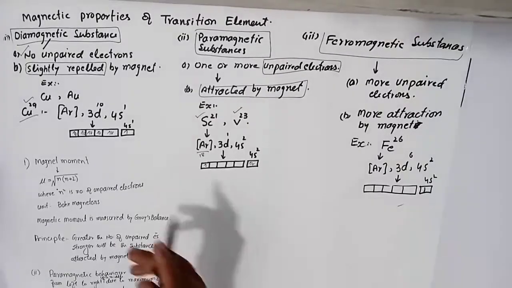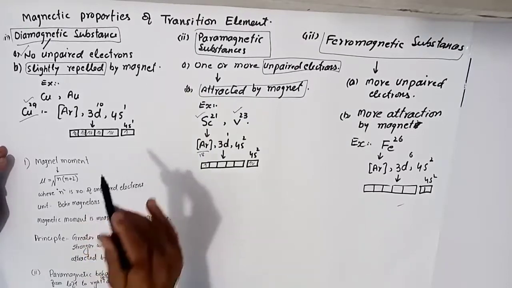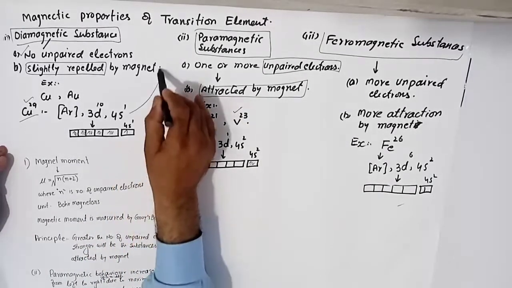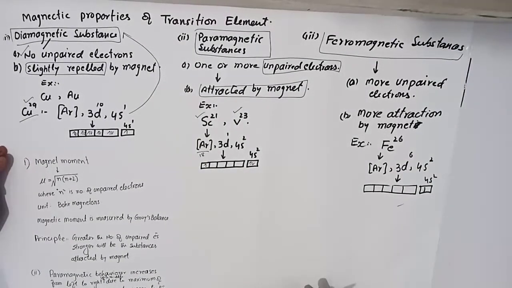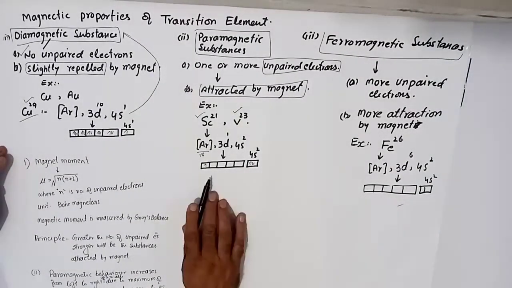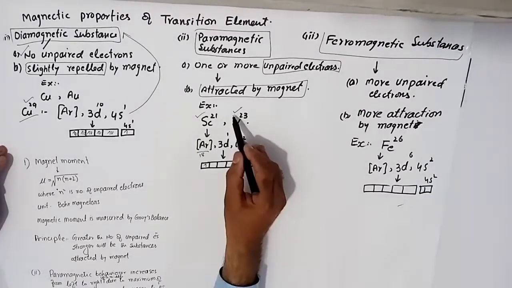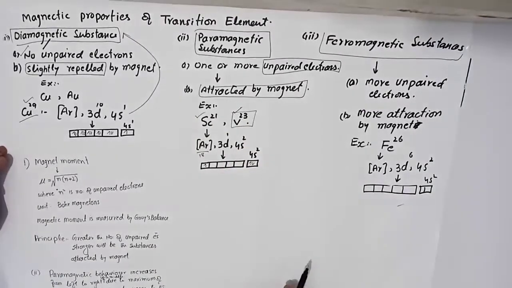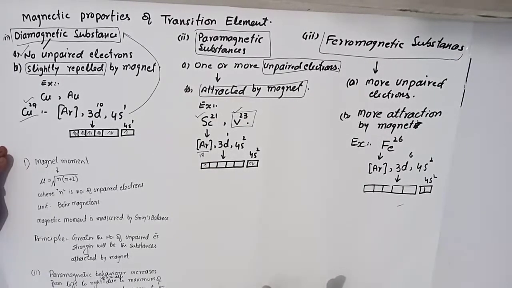So the first one, copper: there was no unpaired electron, so such a substance is diamagnetic. The substances that have unpaired electrons, such as scandium and vanadium. Vanadium has 3 unpaired electrons in its d orbital. So vanadium is also attracted by a magnet and magnetic field.